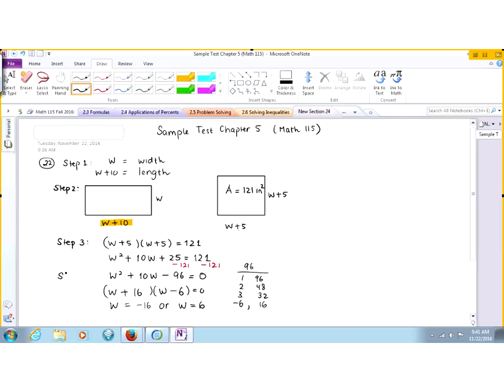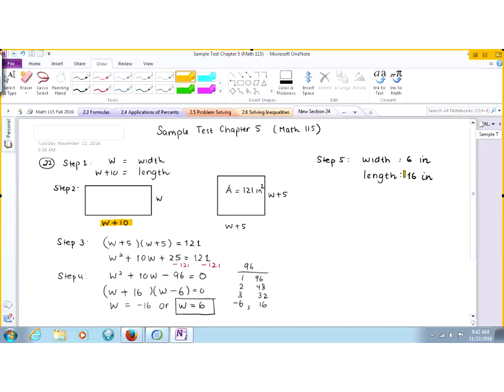Which one do we take? 6. Okay, why? Yes, width cannot be negative. So do I know the original width? Yes, the width is 6. How about the length then? What is the length of the original? 16 inches, yes.